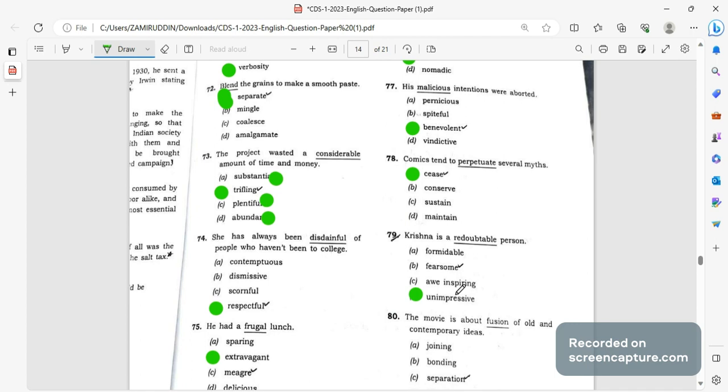इसका एंटोनिम होगा अनइम्प्रेसिव. सो रीड आउटेबल, कृष्णा इज एन रीड आउटेबल पर्सन, जिस पे डाउट नहीं किया जा सकता. ही इज अ परफेक्ट पर्सन. So the antonym will be unimpressive person.